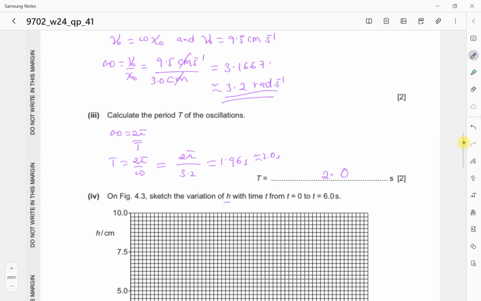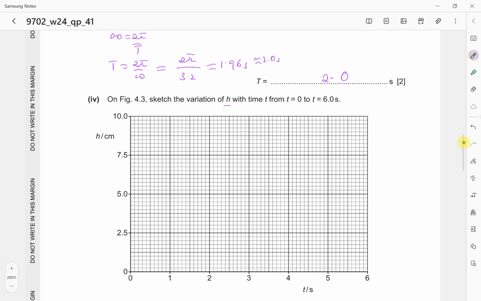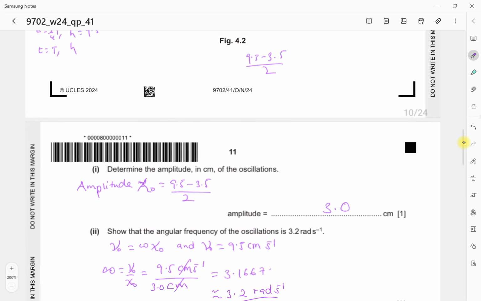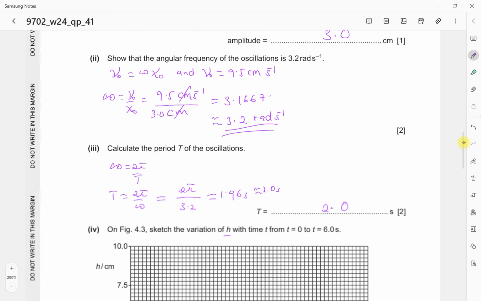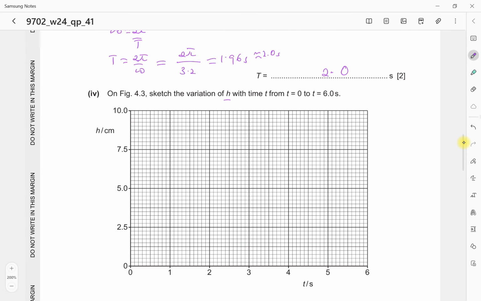Then at t equals 1 full cycle, we just come back to where we started from. Okay, so that is now easy to sketch. I'm going to look for 6.5 as the equilibrium position. That's when we have not yet started stretching, because from this graph, 6.5 is the center. So when the height above the base is 6.5, the body is at its equilibrium position.